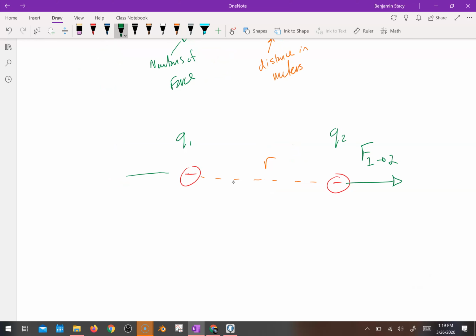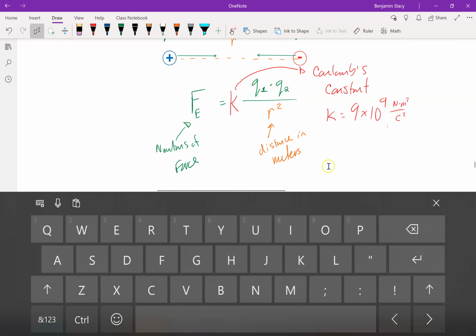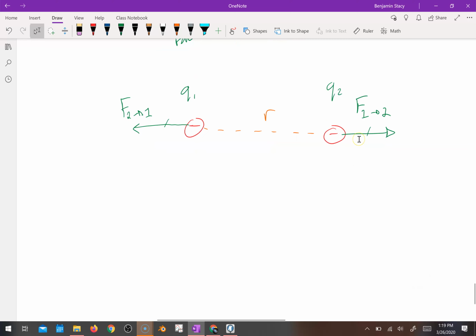Over here, I have an equal in magnitude but opposite in direction force. That's going to be the force of Q2 acting on Q1. So it's the same amount of force, but opposite directions, just like before when they were opposite charges. It was still the opposite direction force, but still the same magnitude. But down here we have two negative charges, so they're going to repel. Same thing would happen if we had two positive charges, they would repel.